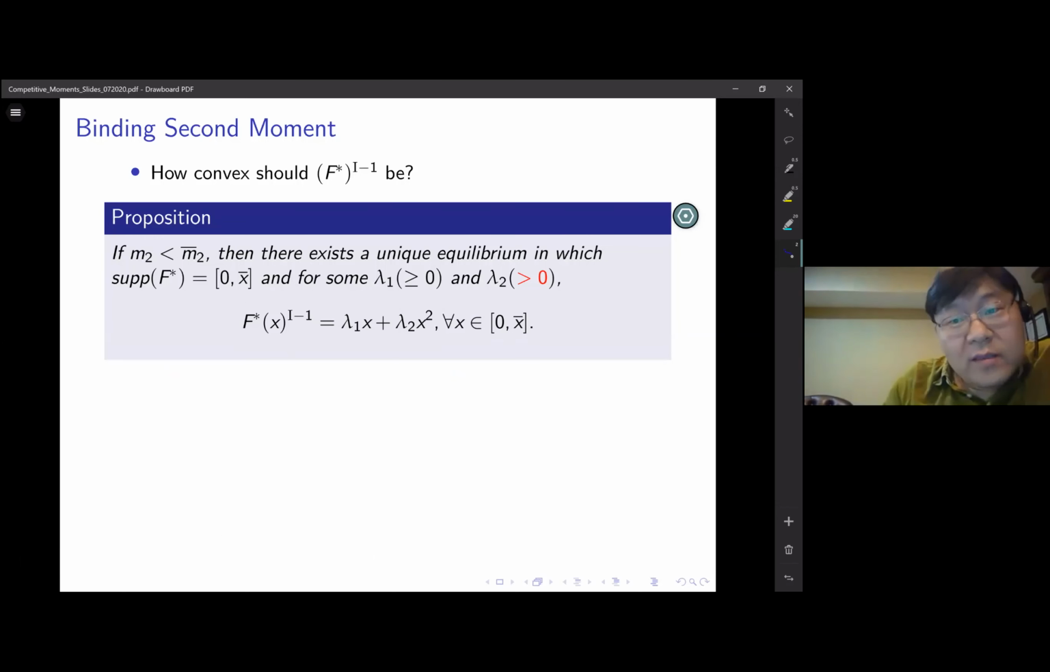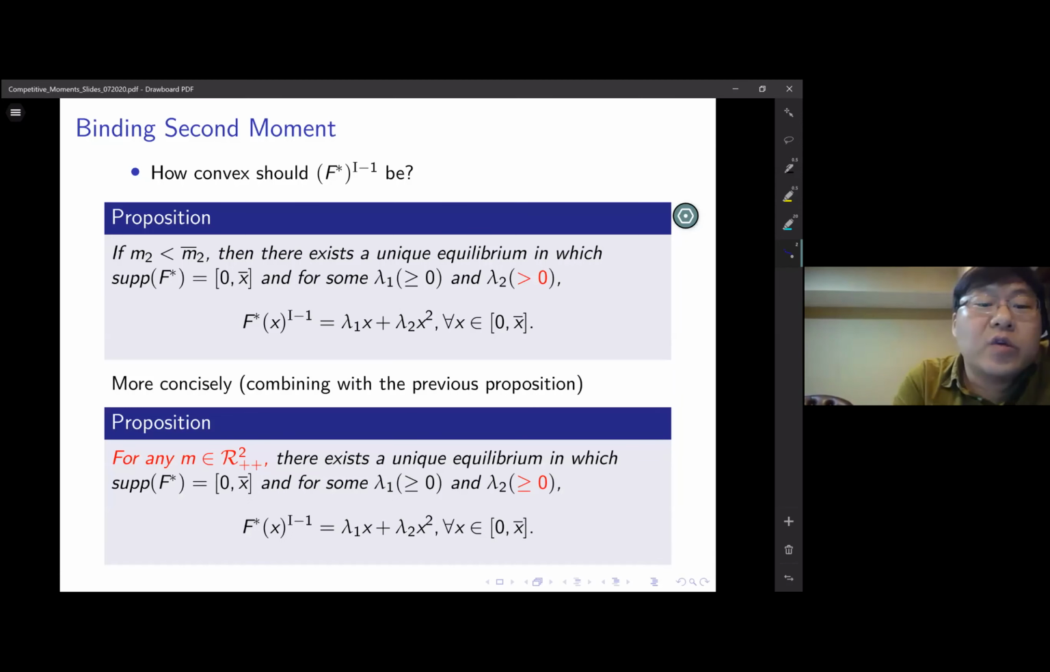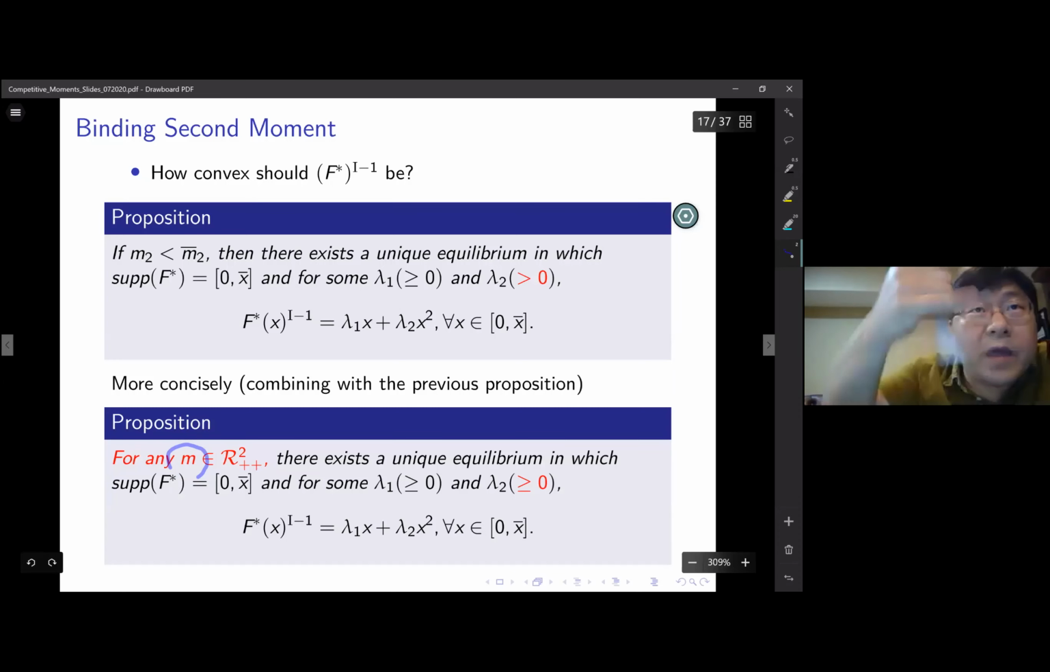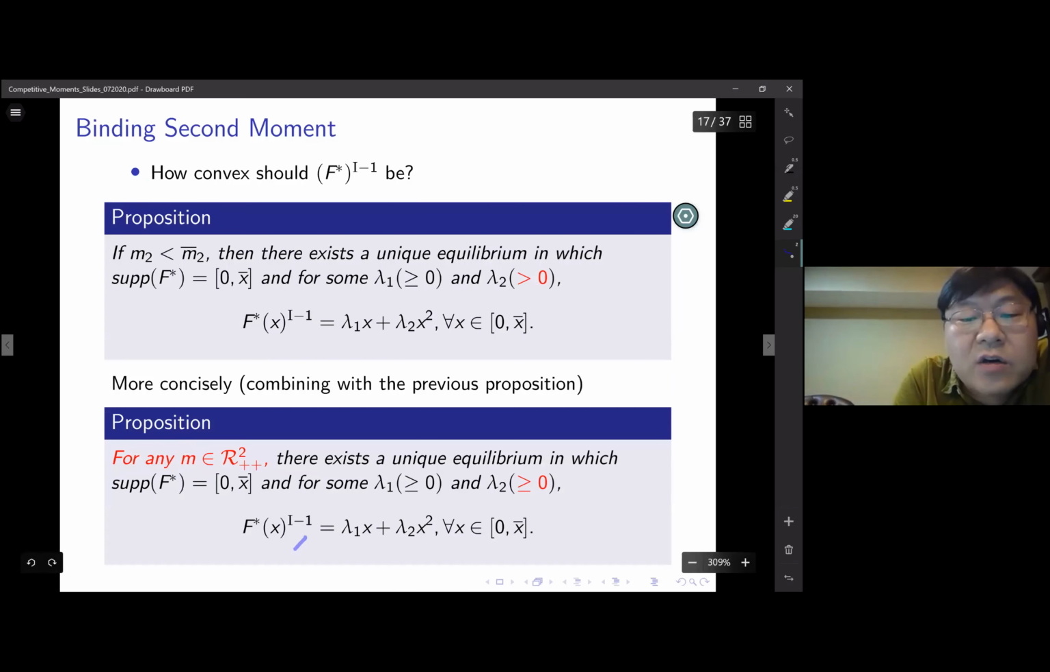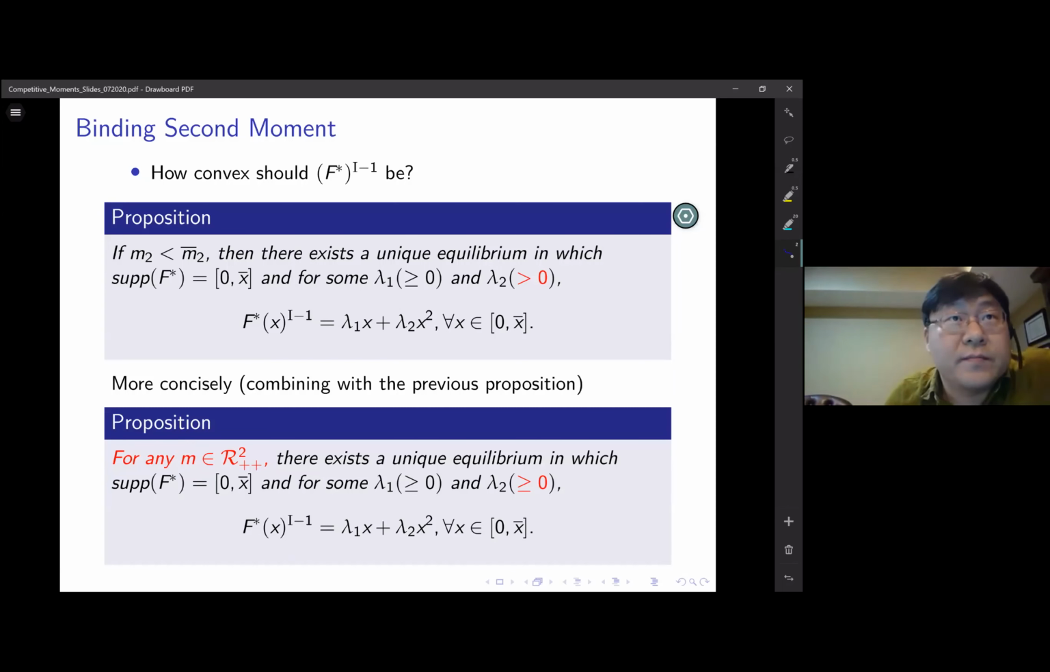In fact, we can combine this with the previous proposition, then we get the following result. So you give me any constraint on the first and second moment. So given any strictly positive two-dimensional vector m, so we have m1 and m2, there exists a unique equilibrium in which this f star to the I minus 1 can be expressed as a polynomial function with degree less than or equal to 2.